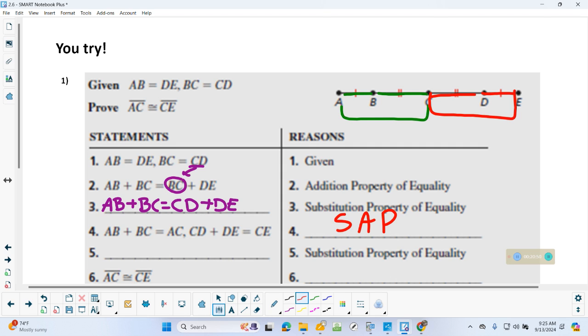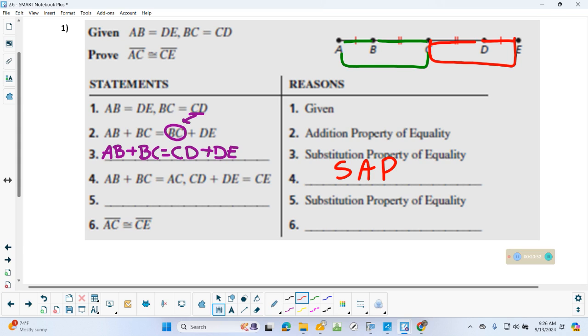I'm going to move this up just a little bit. Okay. Then, of course, they want us to make another substitution here. Let's take a look. Obviously, AB plus BC is CD, and CD plus DE is CE. So they're going to be equal to each other. So I'm going to say AC equals CE. We swapped those in. And this is the lame step. If they're equal, aren't they congruent? Definition of congruent.